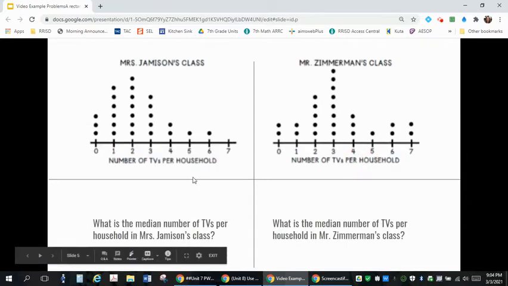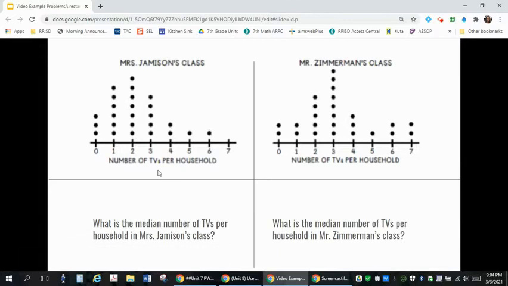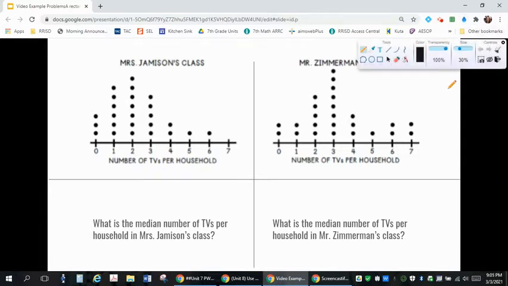Okay, let's see here. We have two different dot plots that are new. We have two different classes again, and we're talking about the number of TVs per household. So no longer family members, but TVs. In Mrs. Jameson's class, we're wondering what is the median number of TVs per household in her class. Median is the middle. So how do we find the middle of our data in a dot plot? Well, you start off on the far extremes, the least and greatest points of your data, and then move slowly toward the middle till you find the median.